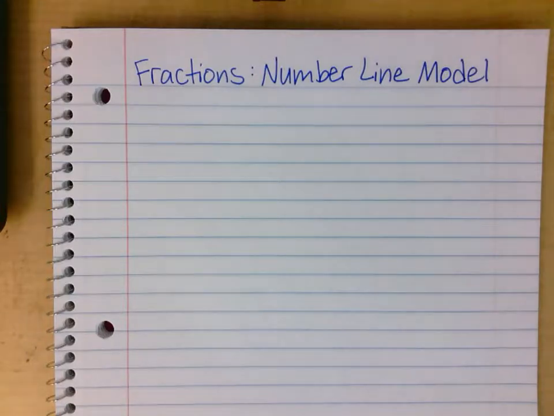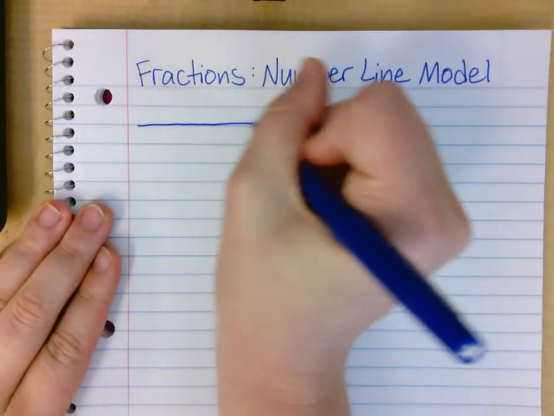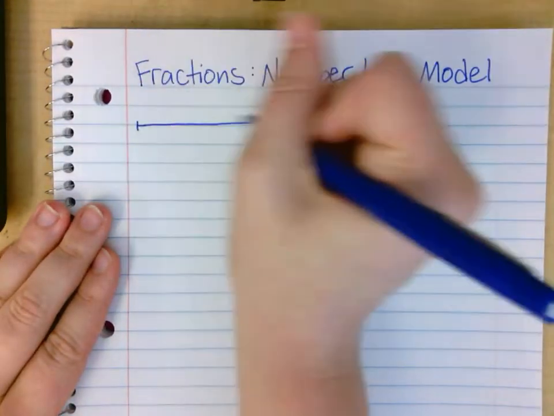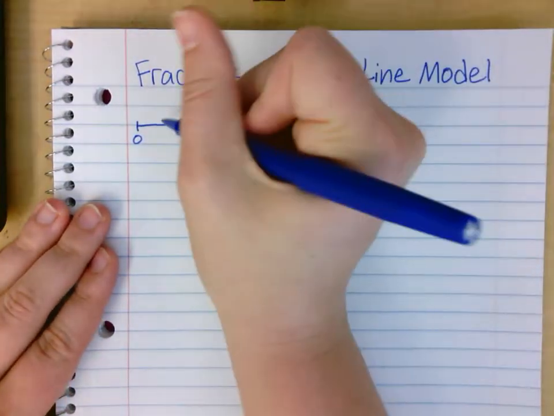So fractions on a number line seem to be a very tricky topic for students in class. So I wanted to go over that so that it could be more easily understood. So we know what a number line looks like, but here when we have fractions, fractions are parts of numbers. So we could have numbers between 0 and 1.